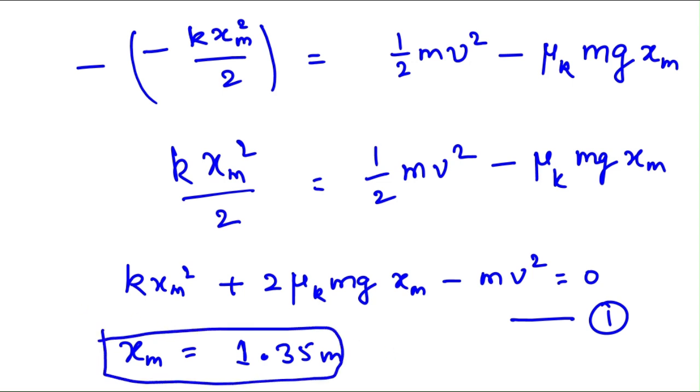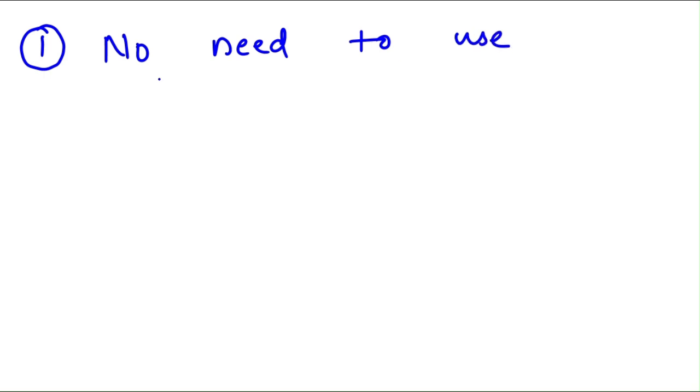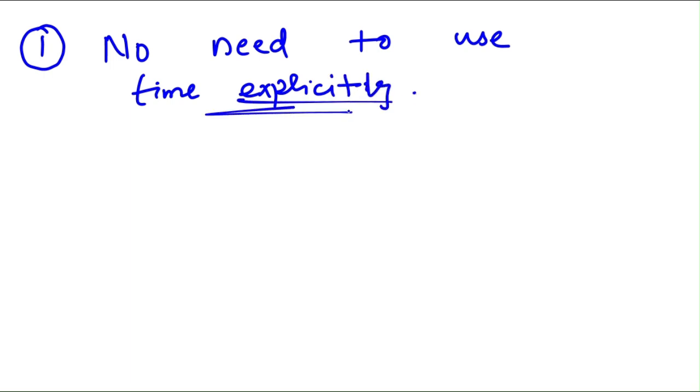Okay, now moving to the next topic. Not exactly a topic. Let me put some comments here. Okay, number one, we can see here, when we are using these concepts, we are not mentioning time explicitly. So while doing the problems with work energy and this kind of examples, there is no need to use time explicitly. I think right. Maybe you can check it.